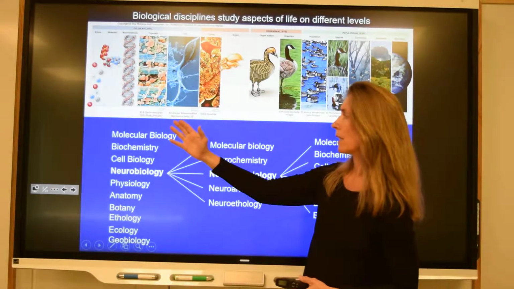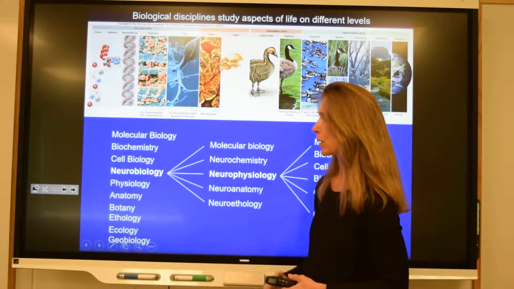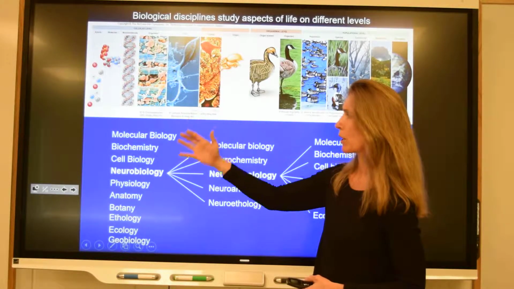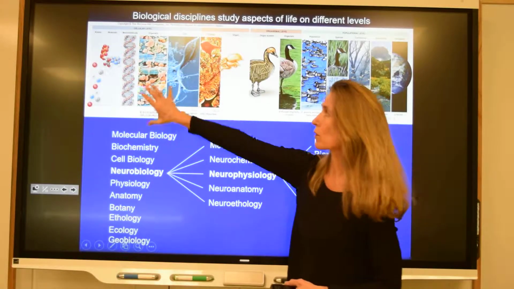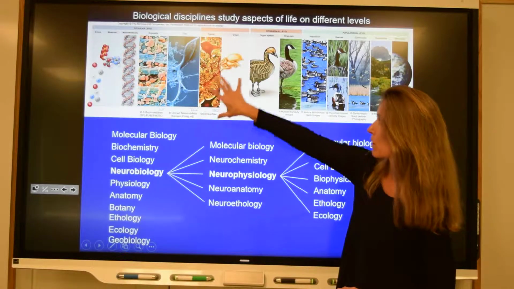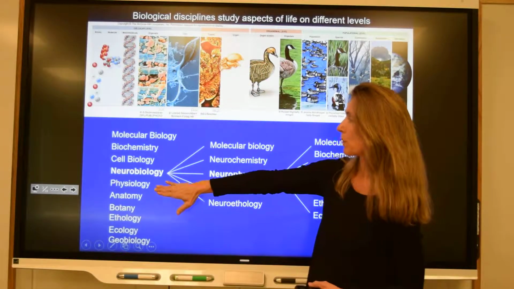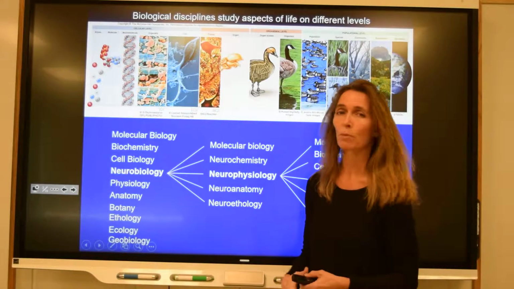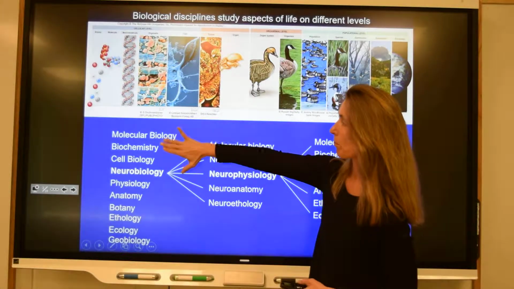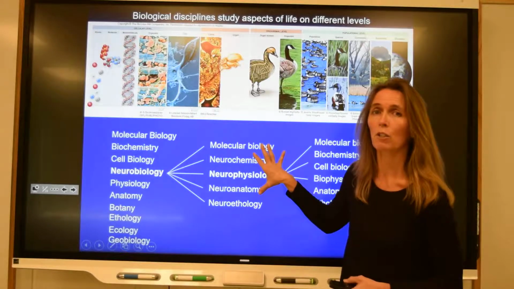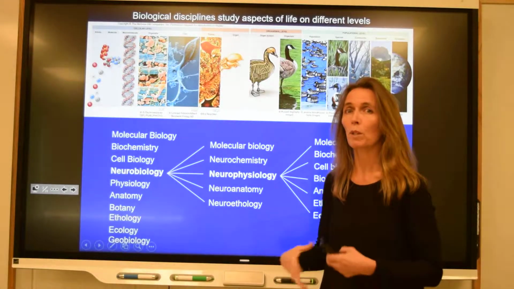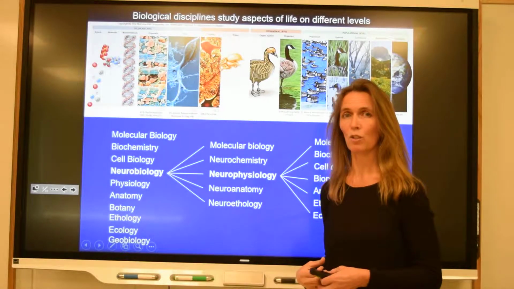There are many different fields within which biologists work. Molecular biology, biochemistry, cell biology, so this is all at the cellular molecular level here. Then more at the tissue, organ level, it would be neurobiology, physiology, anatomy. And as you can see here, all of these subfields can be further subdivided into other fields of expertise. And the more we learn, the more it becomes apparent how complicated nature really is.